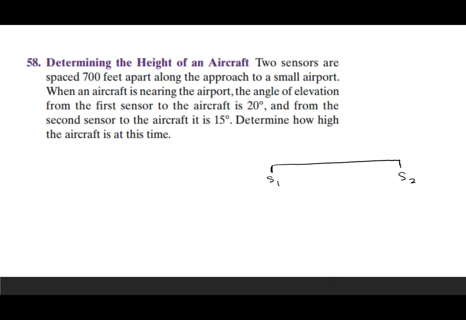So what do we say? It says the first sensor to the aircraft is 20 degrees. Now my drawing's not going to be good, but just go with it. So this is my first one, and then this is my second one, right? So we're looking to the aircraft. So this is 15 degrees, and this one, you have to kind of look this way. This is 20 degrees. Right. So this is how this is looking, this is how this is looking, and we're trying to say, well, how high in the air is the airplane? So we'll get there. All right.